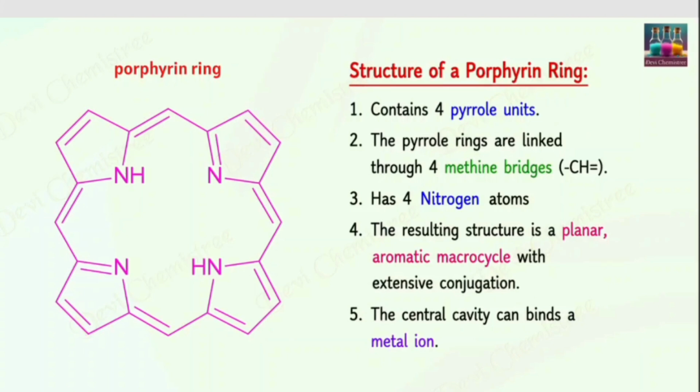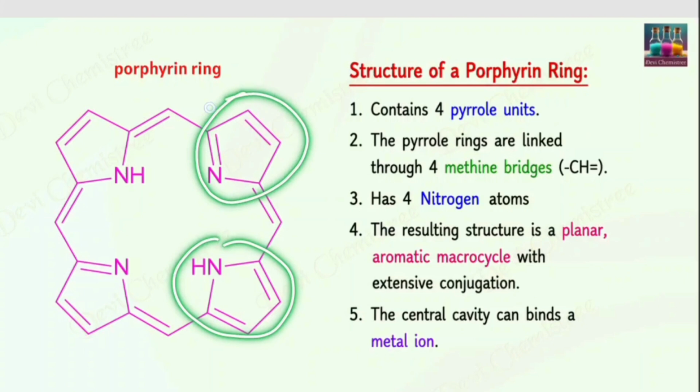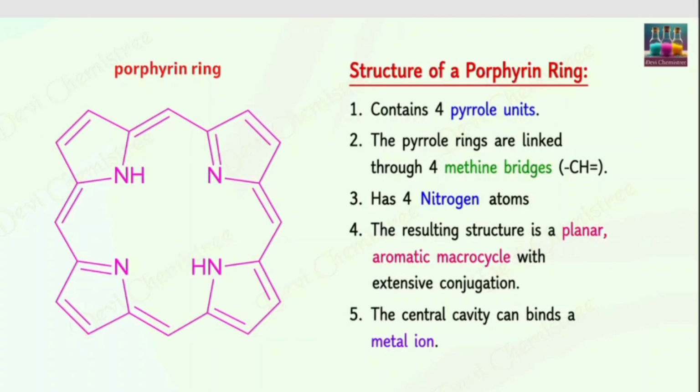A porphyrin ring is a large cyclic organic molecule which is made up of 4 pyrrole units. This is one, this is another one, this is the third one, and this is the fourth one. So it has 4 pyrrole units. These 4 pyrrole units are connected to each other through a methane bridge. So this is the methane bridge.